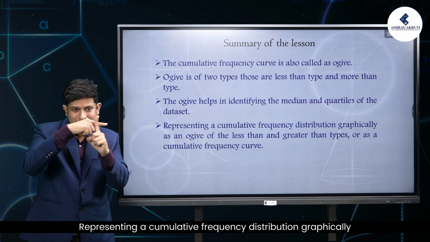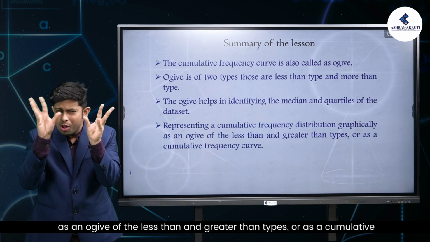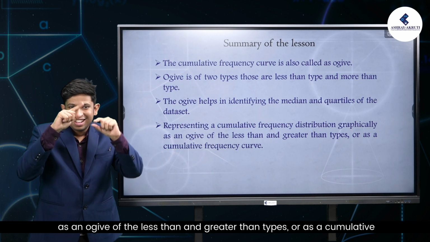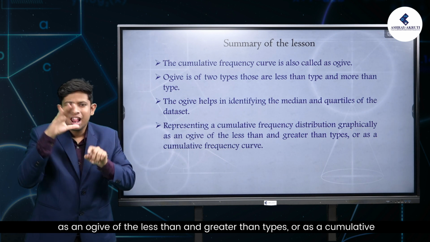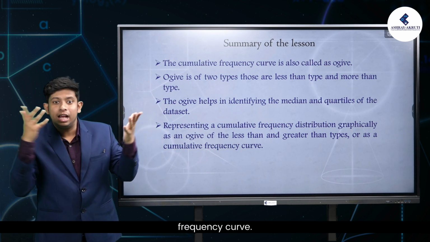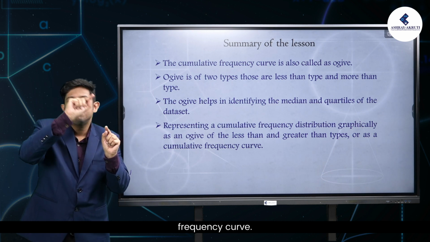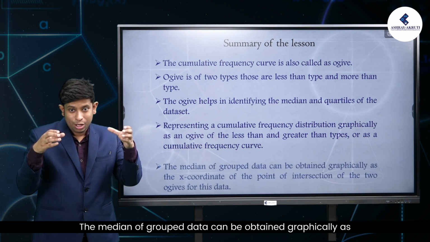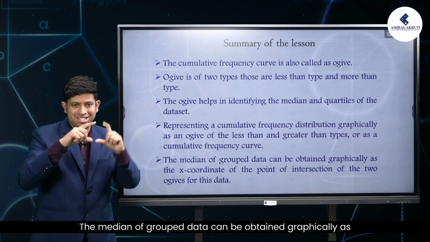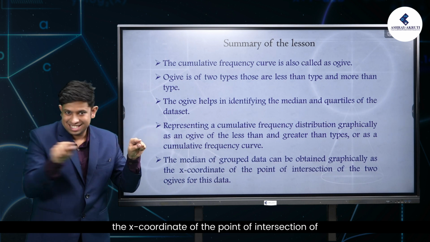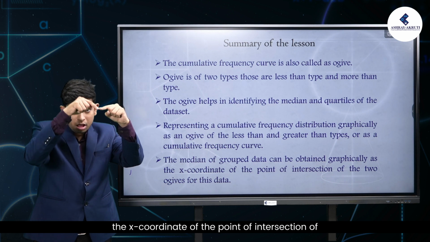Representing a cumulative frequency distribution graphically as an ogive of the less than and greater than types, or as cumulative frequency curve. The median of grouped data can be obtained graphically as the x-coordinate of the point of intersection of the two ogives for this data.